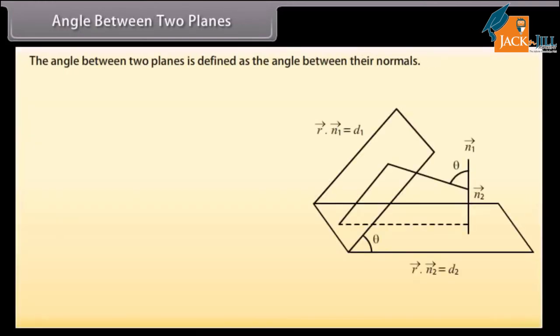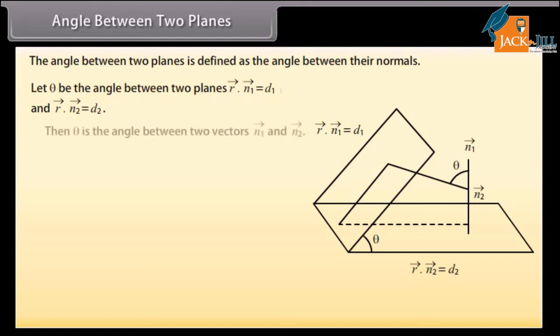Angle between two planes. The angle between two planes is defined as the angle between their normals. Let theta be the angle between two planes, with dot product of vector r and vector n1 equals d1, and dot product of vector r and vector n2 equals d2. Then theta is the angle between two vectors n1 and n2.